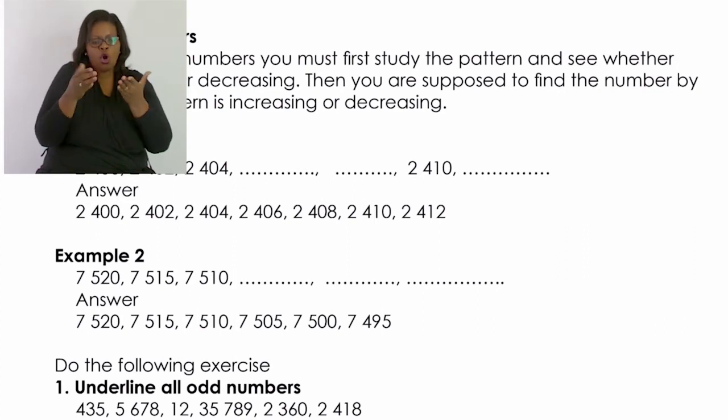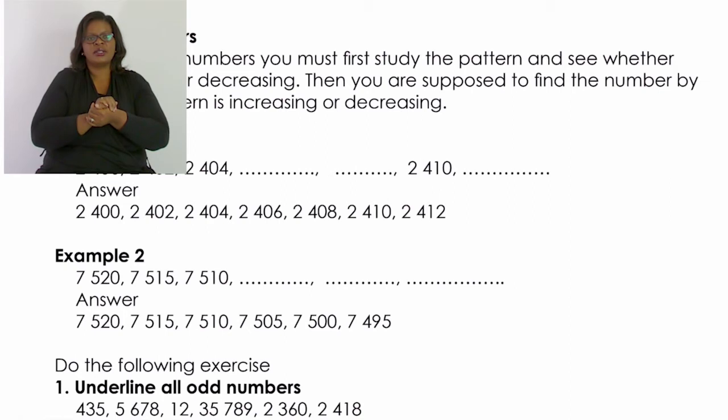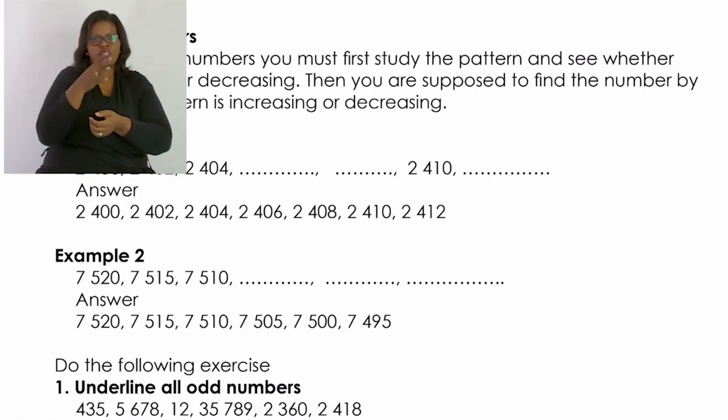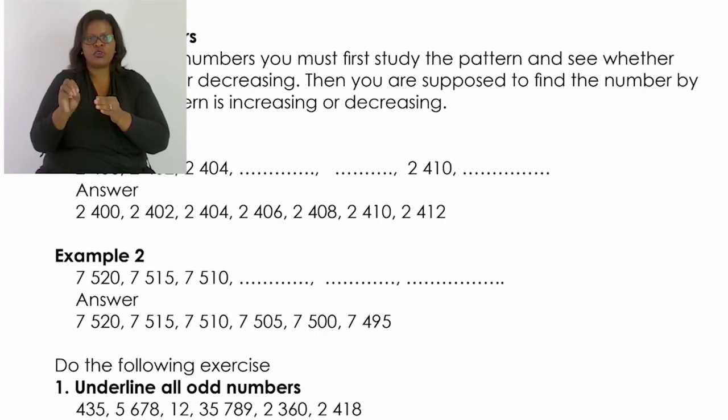Let us go to example 1. We are having 2,400 as our first term, followed by 2,402. If we just look at those two numbers, we are going to see that the first number increased by 2. The third number is now 2,404. So it means we're going to have 2, 4, 6 going up like that. So for us to find our first missing number, it means we are supposed to add a 2.